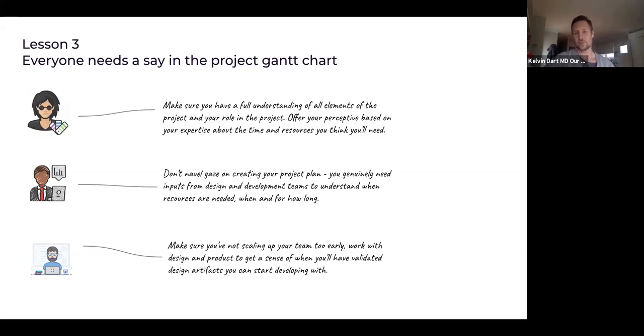So for non-designers, don't navel gaze. Don't sit there and just do your Gantt chart and then get that signed off and move forward. And don't speak on behalf of those that need to deliver for you. You need to make sure that it's done in a community way.